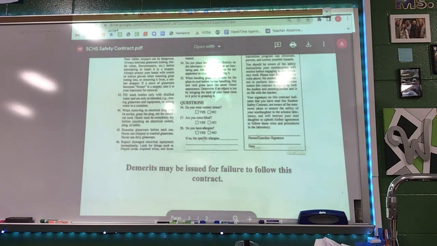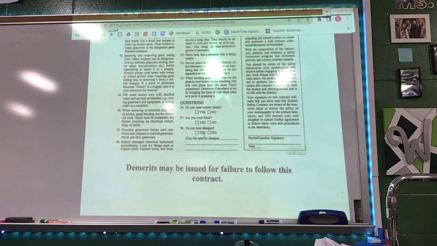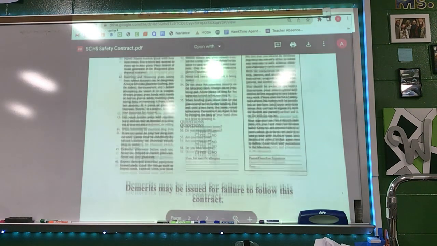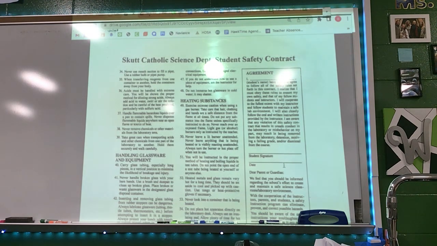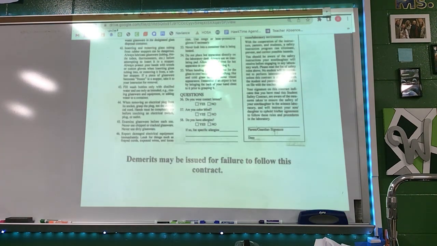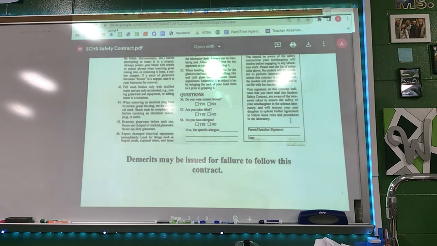At the very bottom, you need to answer these three questions. Do you wear contact lenses? Are you colorblind, yes or no? And do you have allergies? If you do, please list them below. And then you will have to sign it and date it, and also have a parent or guardian sign and date down here.